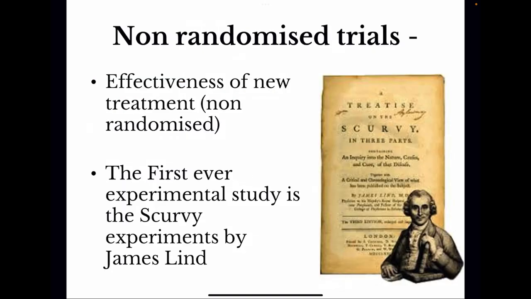Next, we move on to the non-randomized trials. That is, in case of an experimental study, if the study participants are assigned into different groups without randomization, then it is called as non-randomized trials. Historically, the first ever non-randomized trial was conducted by James Lind for identifying the scurvy. So it is basically helpful in identifying the effectiveness of new treatment.